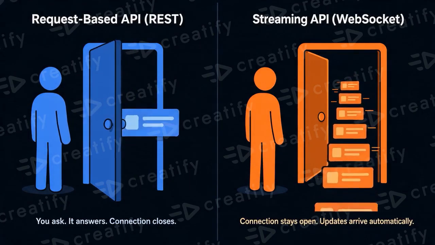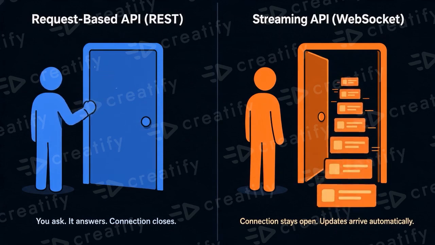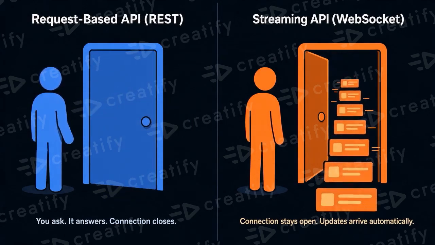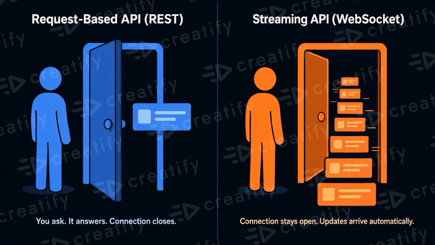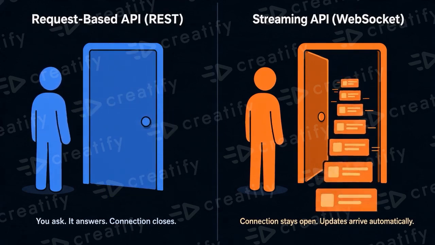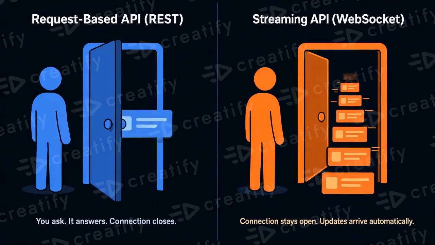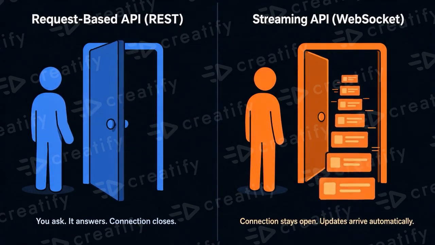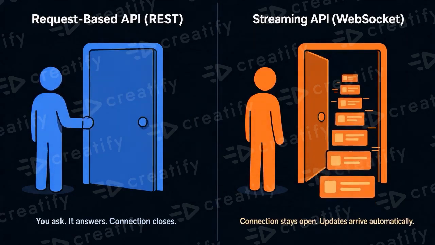Let's talk about the two main shapes a broker API comes in, because you'll encounter both of them and they work quite differently. The first is a request-based API. You ask, it answers, the connection closes. You send a request, give me the current price of this stock, and the server responds with the data, and that's the end of that interaction.